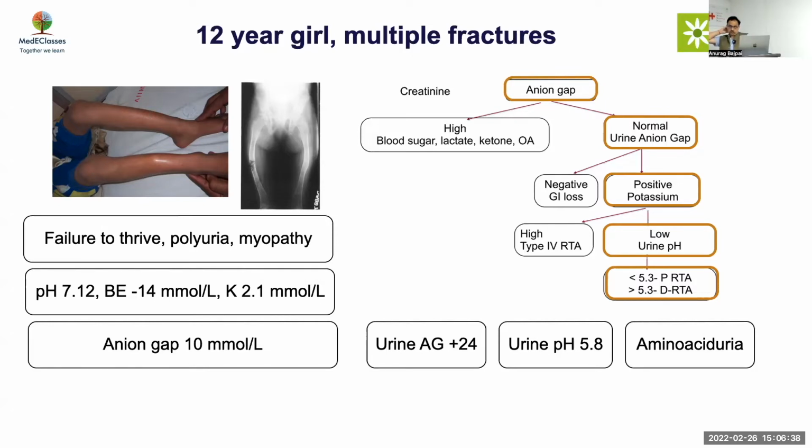In the proximal RTA, presentation is very early. There is severe acidosis, which goes more in favor of a distal RTA. Fractures which are there also go more in favor of distal RTA.